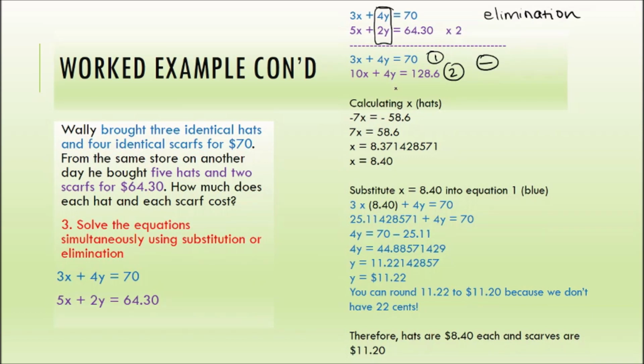So 4y minus 4y is 0. You want to cancel out one variable so that you're only focused on one of the letters. It doesn't matter which one you cancel, okay? But since I timesed this one by 2, I'm obviously focused on y.